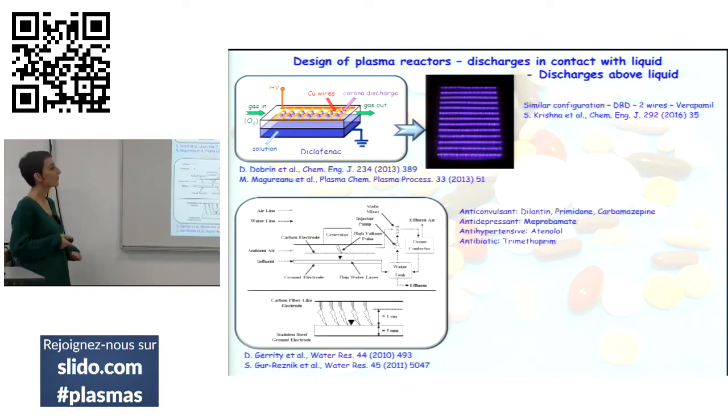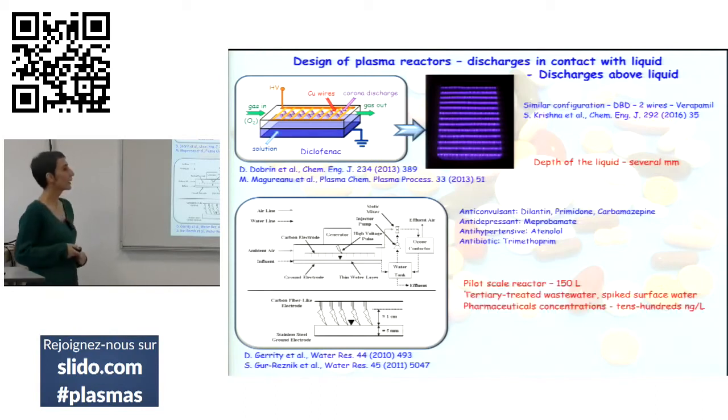Another configuration of corona discharge above water is this one, a point-to-plate configuration in this case. Again, the discharge is filamentary. It starts at the point electrode and it propagates to the surface of the liquid. It was used to degrade several pharmaceuticals belonging to different classes.